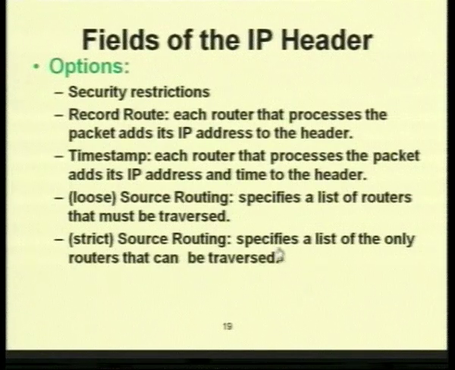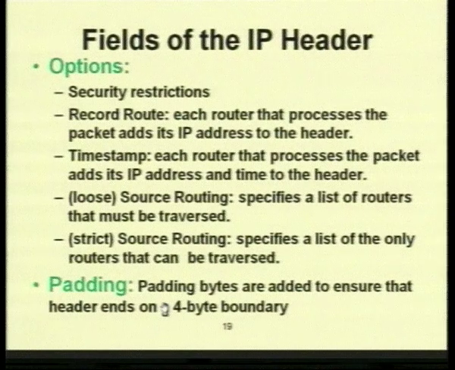So, these are the important fields that we have in the IP header. In addition to this, there is one padding field at the end, which is there to ensure that the header ends on a 4 byte boundary. We will take a short break now and come back and continue with the details of the IP header.